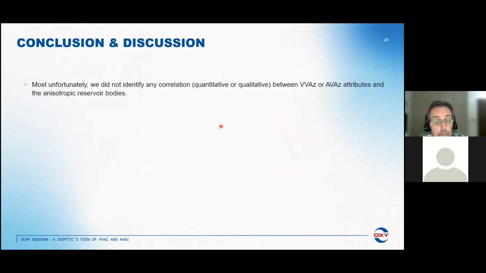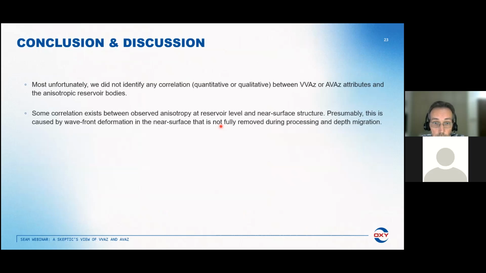Now, the conclusion as it stands now is that, most unfortunately, we did not see any correlation, either quantitative or even qualitative, between the Vvaz and AVAz attributes and those anisotropic reservoir bodies. We did see some correlation, however, to the near surface. And we assume that there is an effect of wavefront deformation in the near surface that is not fully removed during processing and the depth migration, which doesn't have a perfect model to begin with.